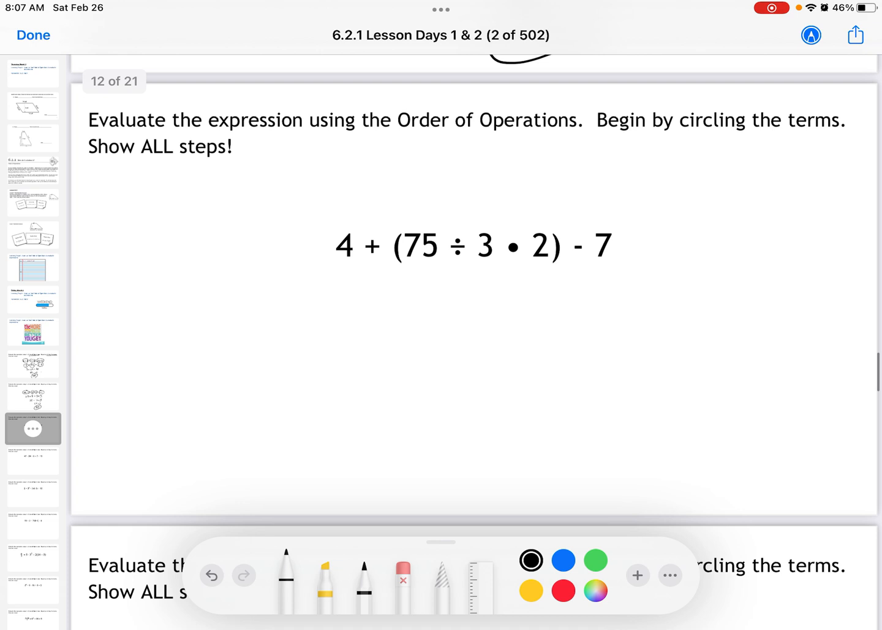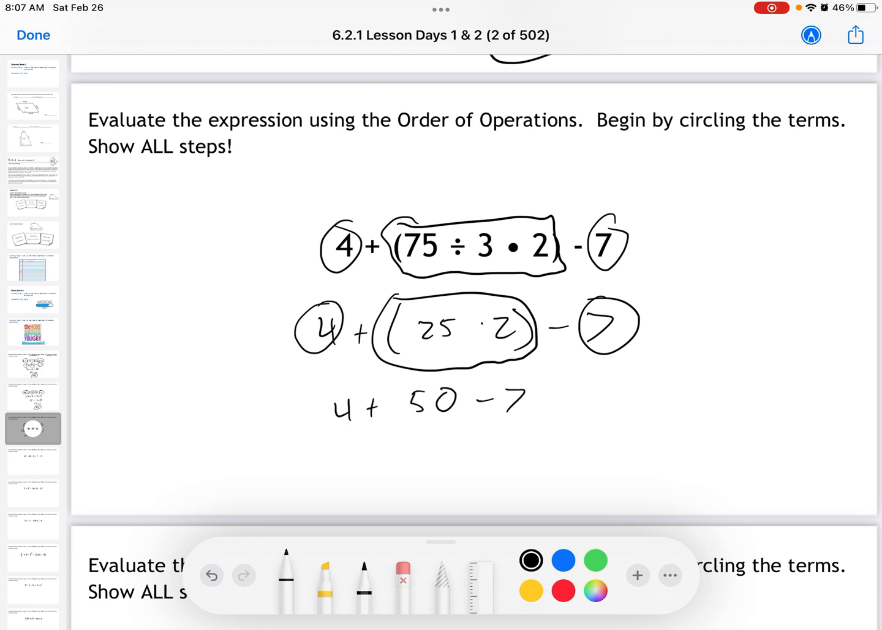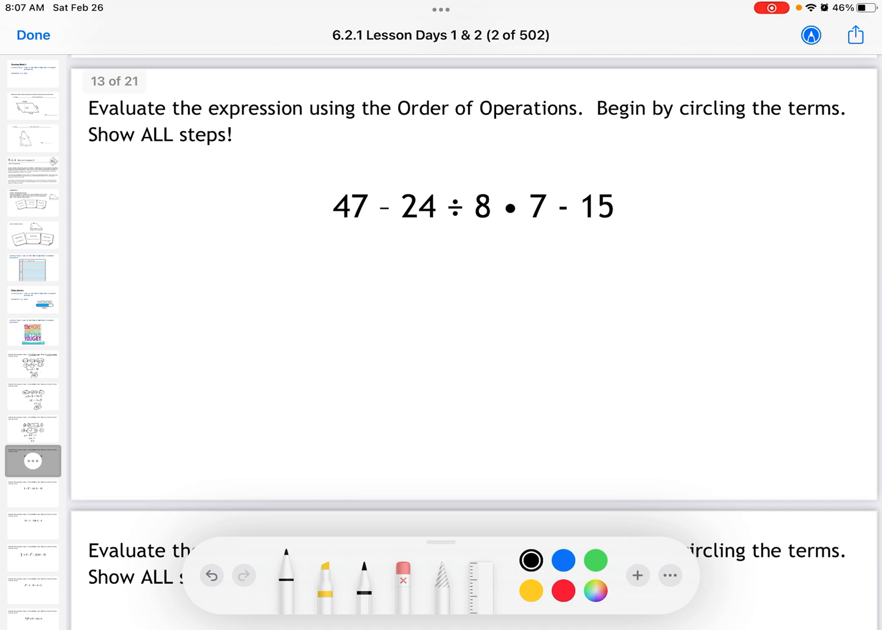All right, moving along. Let's separate by terms. We have an addition here. This is all grouped together, and then we have a 7. 4 plus, now 75 divided by 3 is 25 times 2 minus 7. Still have 3 terms that I need to find, right? 4 plus 25 times 2 is 50, minus 7, or 4 plus 50 is 54, minus 7, which is 47. Okay, moving along, circle our terms.